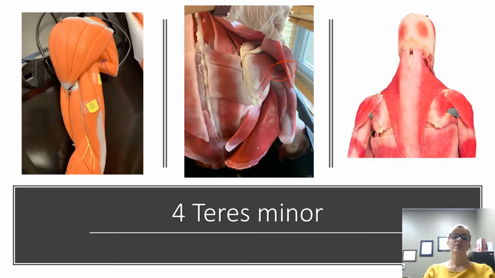So here is the teres minor. This is the lesser rounded muscle, and it assists in laterally rotating the arm. As you can see, this is a pretty small muscle. It's kind of hard to easily identify, but if you look closely in the pictures and then compare it to what you see in the classroom, you will be able to find it.